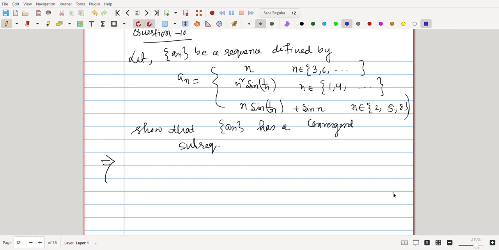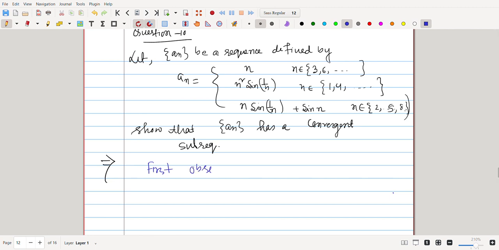So question number 10 says: let a_n be a sequence defined by a_n equal to n for n belongs to 3, 6, 9, and so on; a_n equal to n square sine 1 by n when n belongs to 1, 4, and so on; and a_n equal to n sine 1 by n plus sine n when n belongs to 2, 5, 8, and so on.